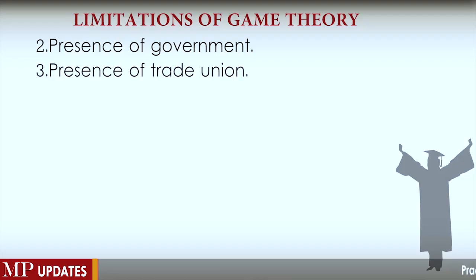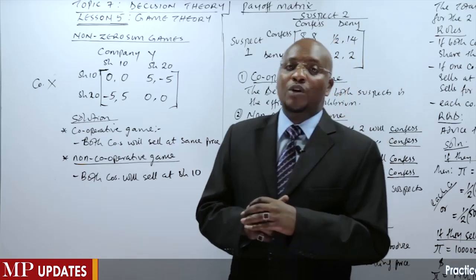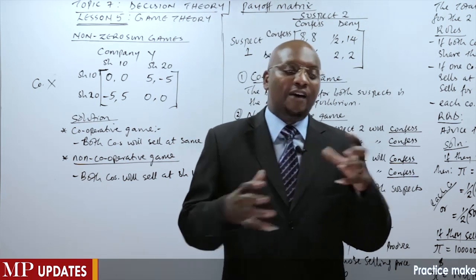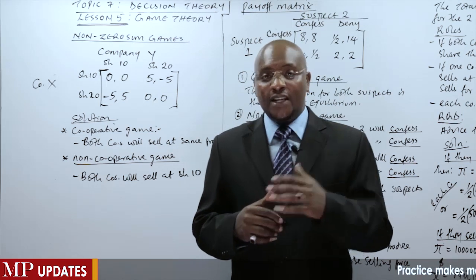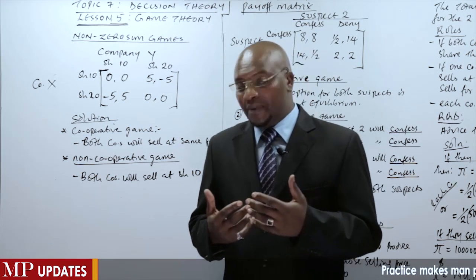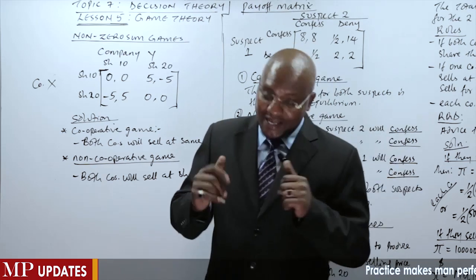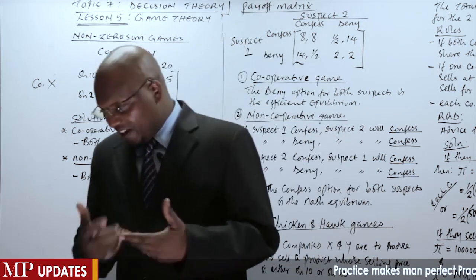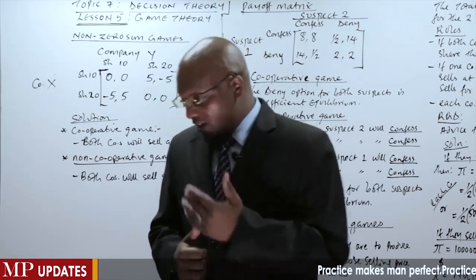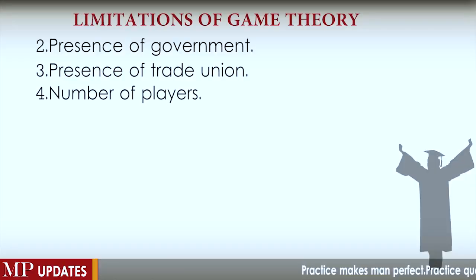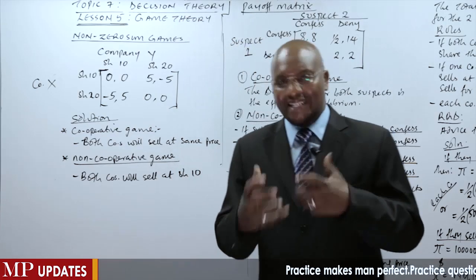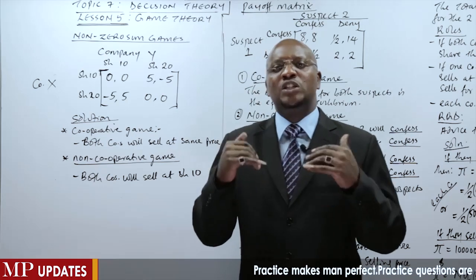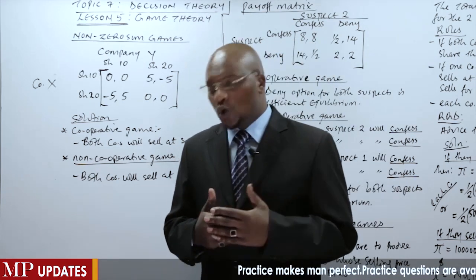Next is the presence of trade unions. Between the workers and the company or the employer, we can have a trade union coming in, and when it comes in, the argument becomes different. Like when it would be employees of company X and the company X management, but now when the union comes in, the game becomes somehow affected, either positively or negatively. Then the other one is the number of players, which is also a limiting factor. If the number of players increases, the game becomes complicated. We have been doing only two-person games, but if it's more than a two-person game, then that becomes again complicated.